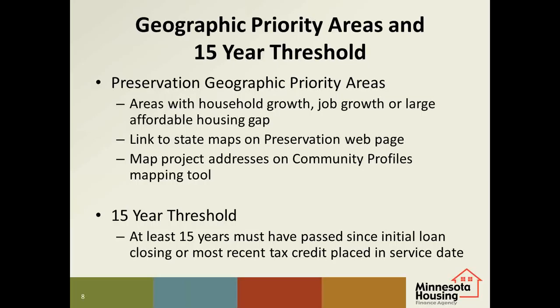There are 2 additional criteria that apply to any project seeking preservation funding. First is the preservation geographic priority areas. These are areas in which there is job growth, household growth, or a large affordable housing gap. Job growth information was updated in January of 2016. The preservation page contains a link to the statewide maps of the priority areas. Individual project addresses can be mapped using the agency's community profiles, an interactive mapping tool found on the agency's website. The second is the 15-year threshold. 15 years must have passed since the initial loan closing or most recent tax credit placed in service date.